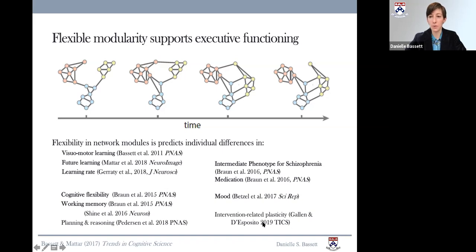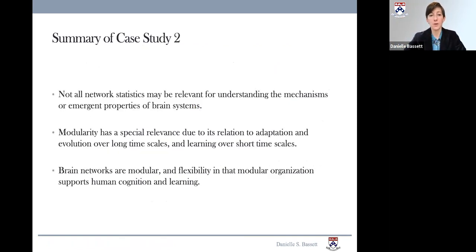There's also this beautiful review article if you're curious about plasticity following injury, brain injury or stroke or other events. There's a beautiful paper that suggests that flexible modularity is what helps us to plastically revise brain network organization following interventions.